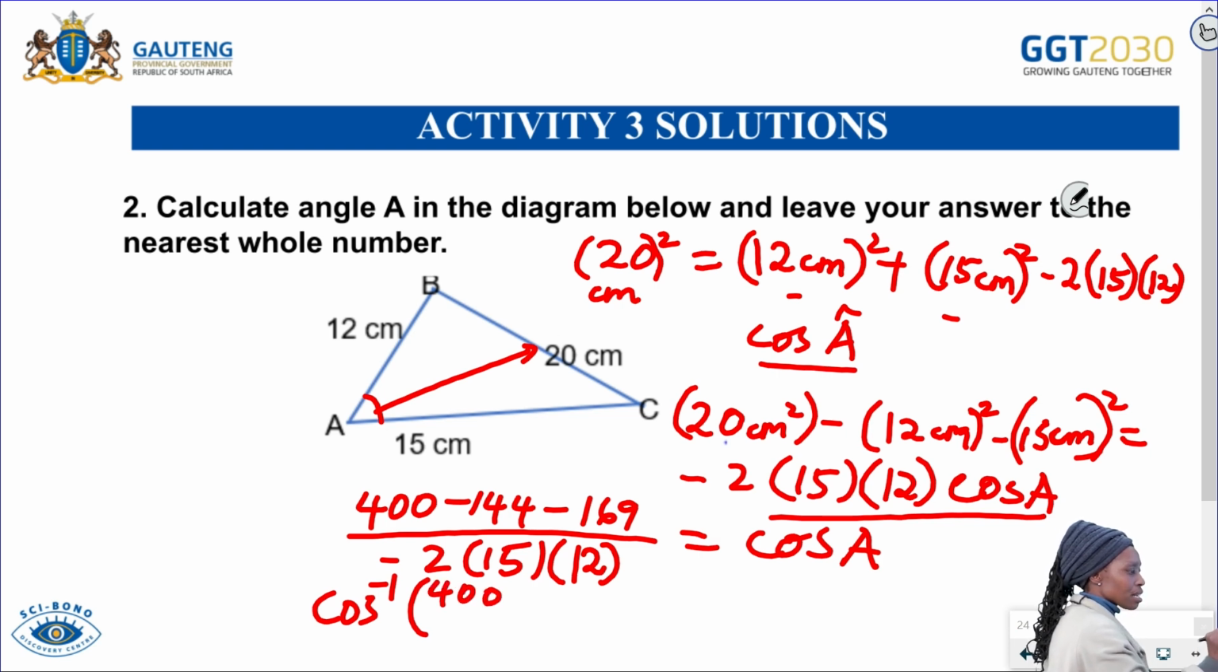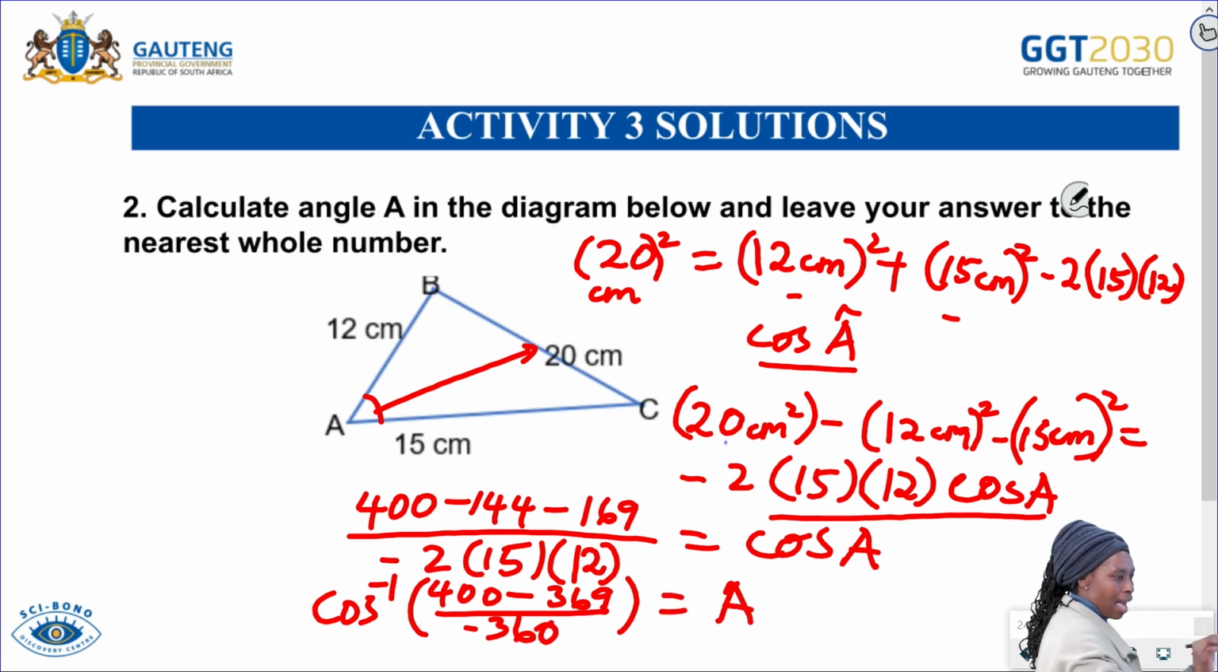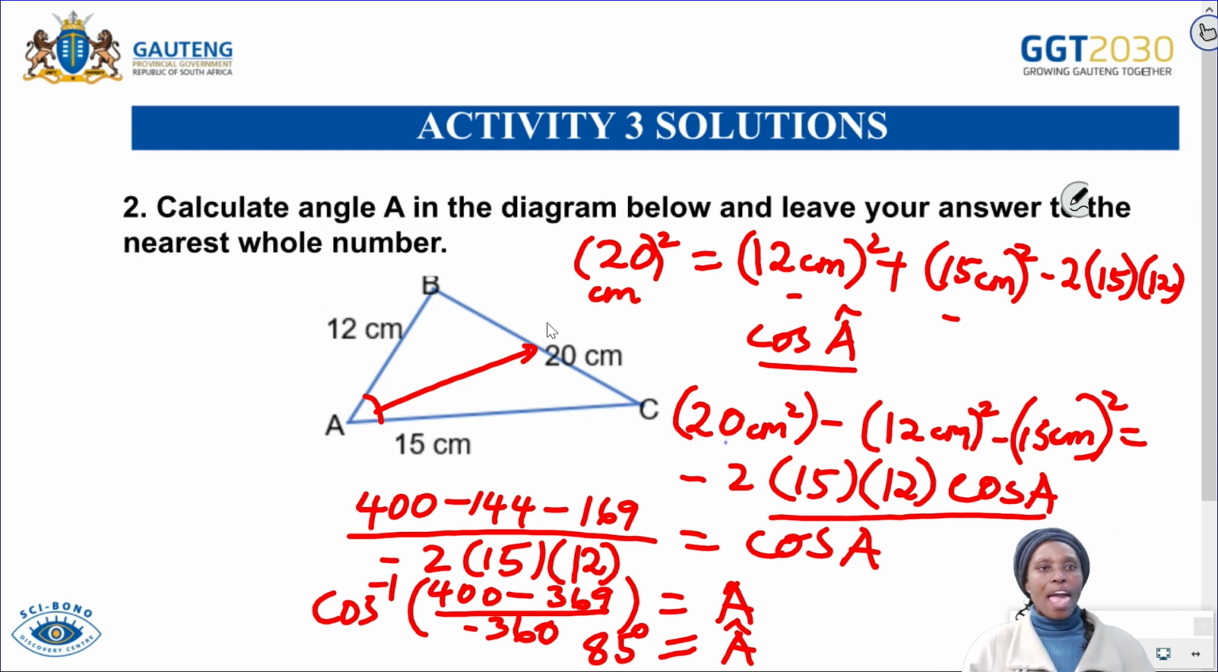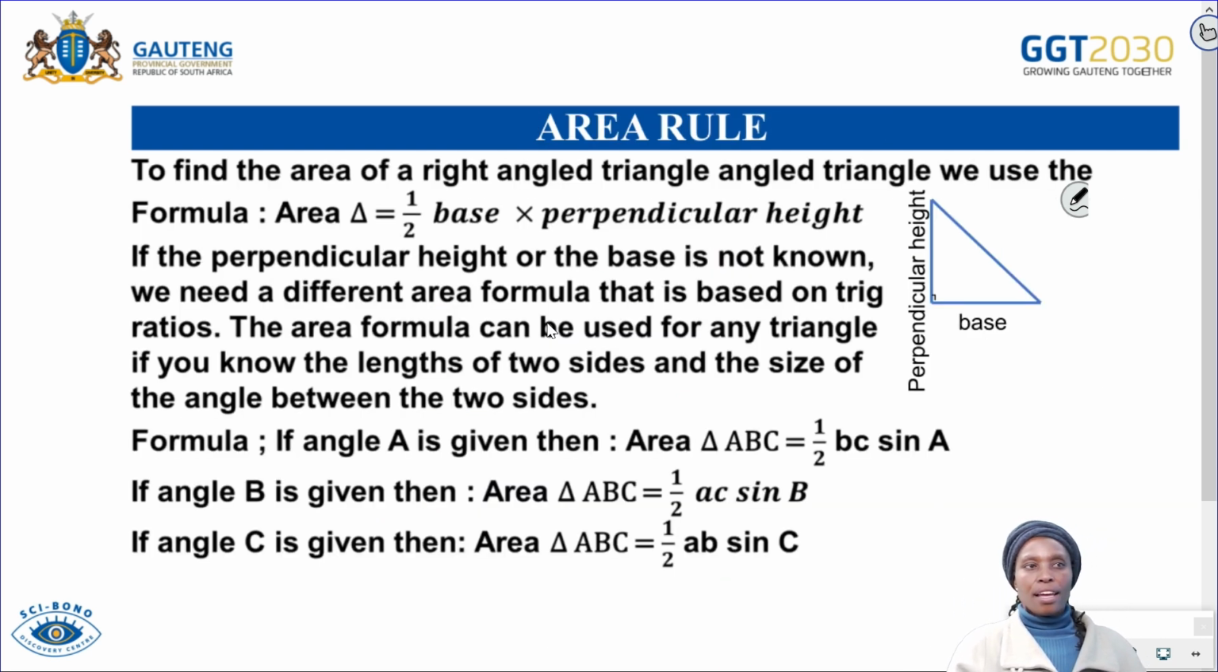400 minus 369 over negative 360 equal to A. And when I press that into my calculator, I get my angle A equal to 85 degrees. I get my angle A as 85 degrees. That's how I calculate the angle.